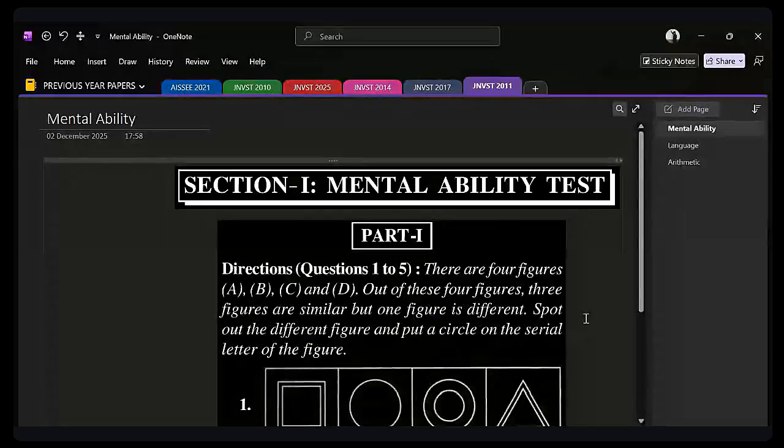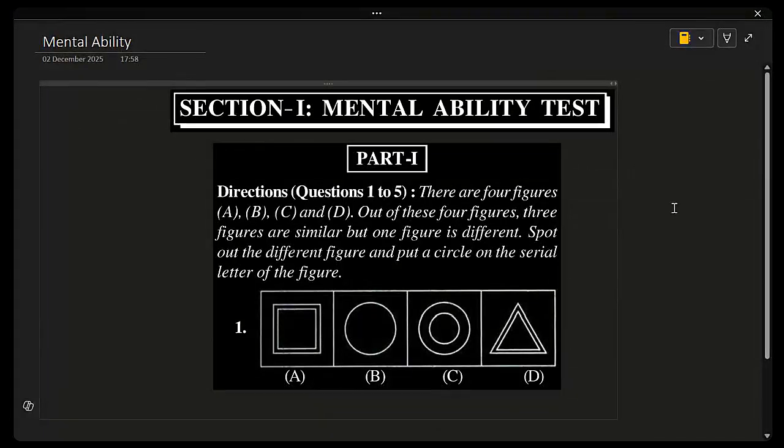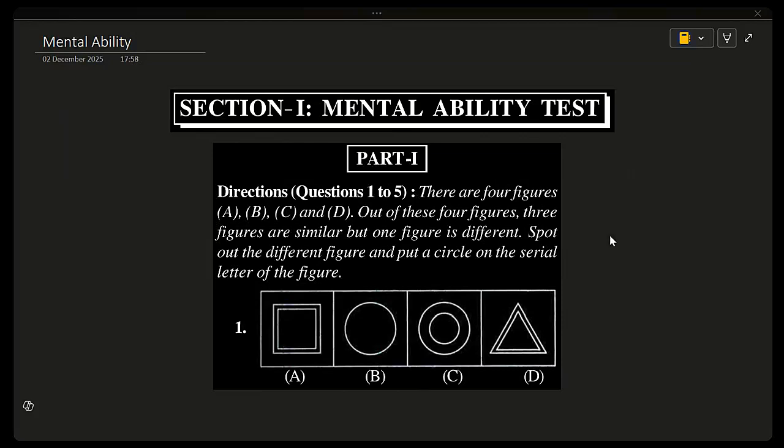We are going to discuss the 2011 Navodaya question paper. First we are going to start with mental ability. Part 1. There are 4 figures A, B, C, D. Out of these 4 figures, 3 figures are similar but 1 figure is different. Spot out the different figure and put a circle on the serial letter of the number. So that is odd one out. 3 figures are similar and 1 is different, so we have to identify why it is different.